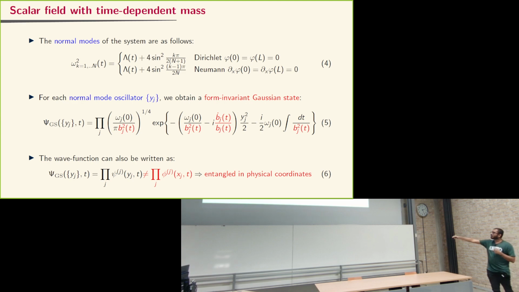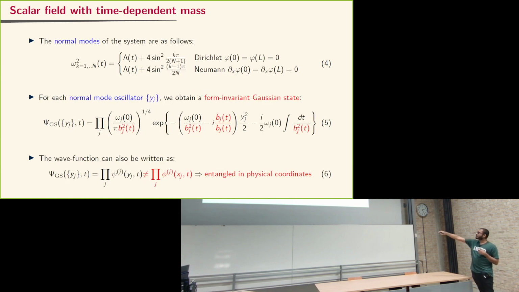And you also notice that now when you write down the full wave function of the system in terms of the original physical coordinates, you see that it's entangled, in the sense the wave function is no longer separable. And you do not have an individual description of any one of these oscillators which is independent of each other.